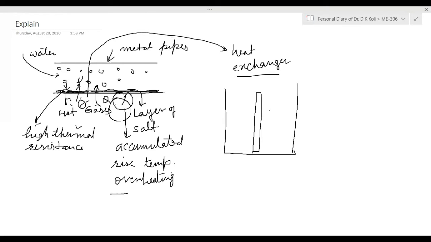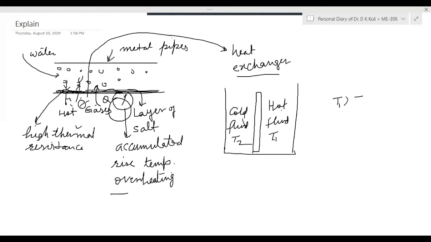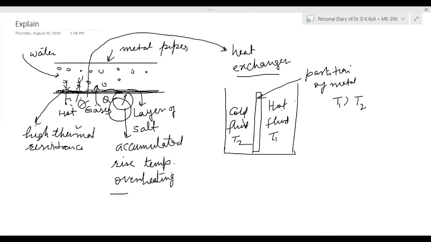Suppose here we are using hot fluid. Okay, it is at temperature T1, and on this side we are using cold fluid or the cold liquid, you can say. It is at temperature T2. Here the temperature T1 is greater than T2, and this is a partition. This is a partition wall, and this wall is a partition of metal. It is a partition of metal. So the heat will flow from this high temperature to low temperature.